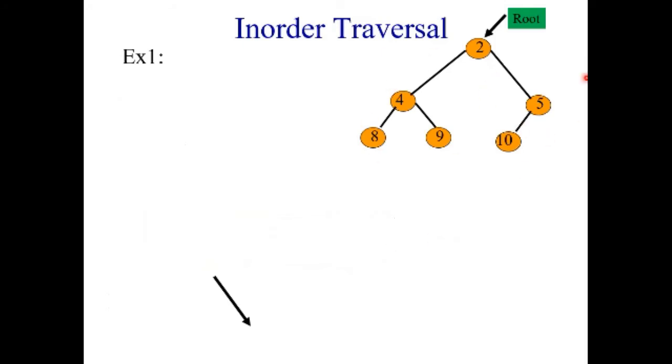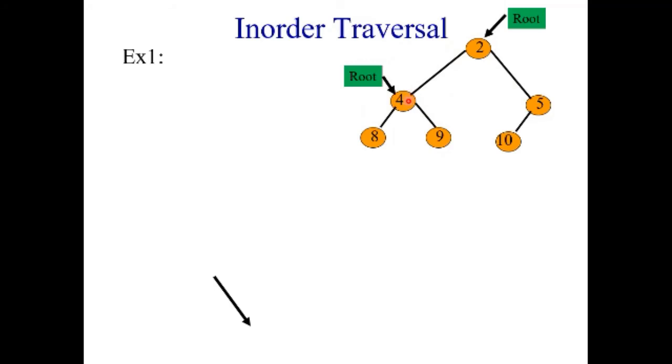So let us take the same example we discussed for preorder traversal. This is the normal tree. We have to write the inorder sequence for this tree. Start with node 2. Visit the left subtree, again the left subtree. The root node of that is 4.